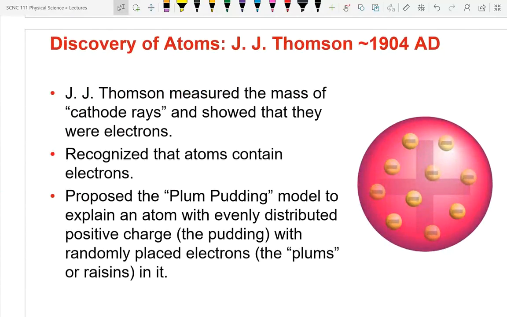In 1904, J.J. Thomson discovered that electrons are part of atoms. Now, we've just been talking about that, but it wasn't until 1904 that it was identified that electrons were part of atoms.